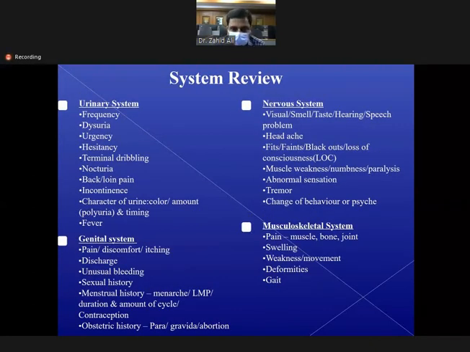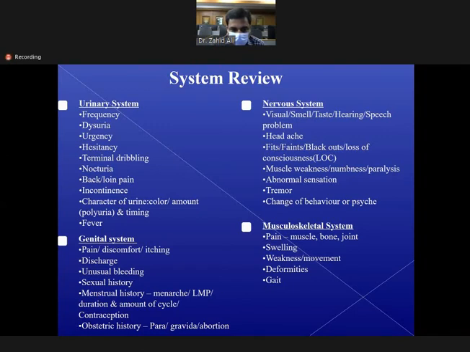Urinary system: one should ask about frequency of urine, dysuria, which means difficulty in urination, urgency, hesitancy, terminal dribbling, nocturia, back or loin pain, incontinence of urine, character of the urine, color of the urine, and then amount of the urine, like polyuria, anuria, and fever.